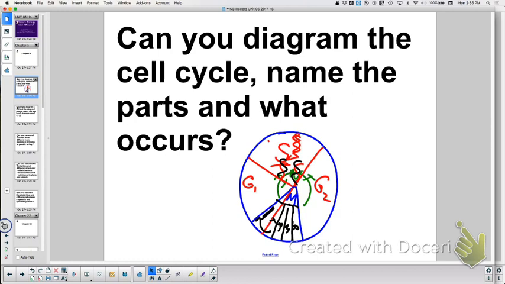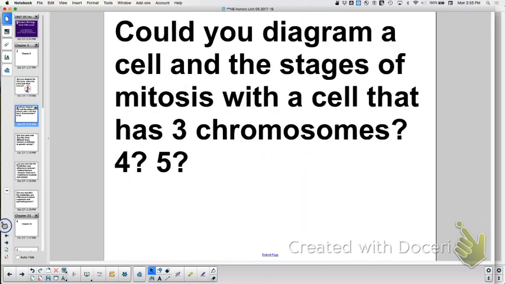Questions, concerns? Yes? Would you just show cytokinesis on the diagram, or like? I just show it overlapping with telophase. Yeah. Okay, what else on that one? We good? All right. Next one.